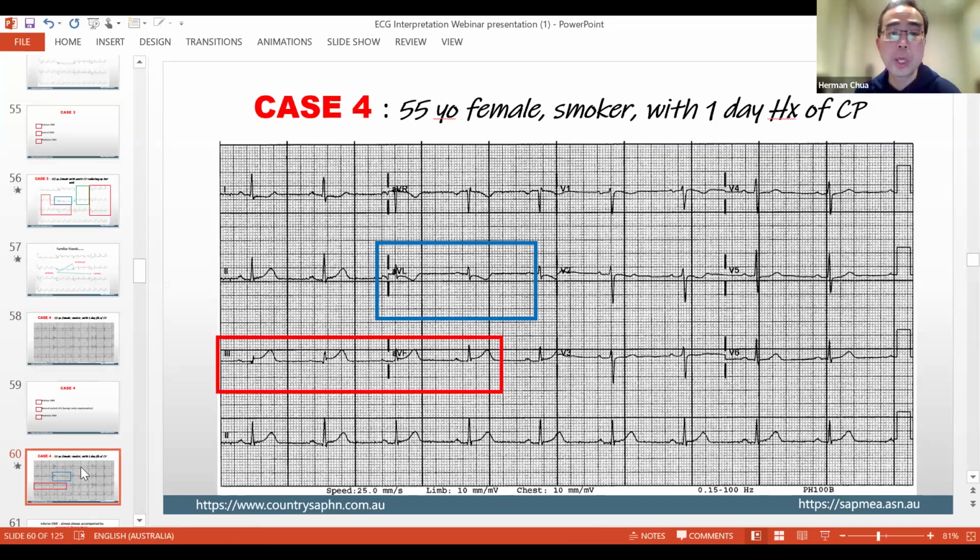So inferior, okay, let's have a look at this. There is actually ST elevation in lead 3 and lead AVF, okay? The ST elevation is not a lot, it's probably 1 millimeter in leads 3 and AVF. And the shape of the ST elevation is actually concave, all right? I know I did say earlier in the talk that the ST segment does straighten, but sometimes it does not.